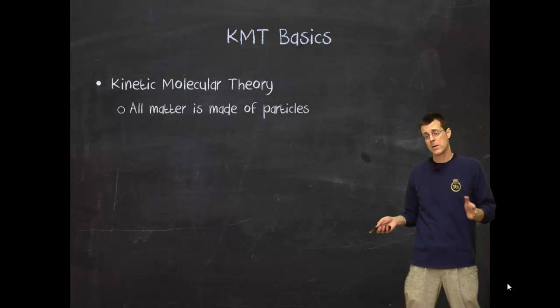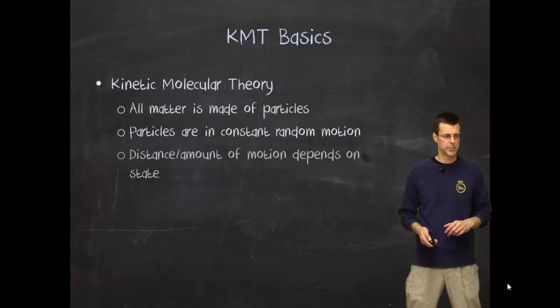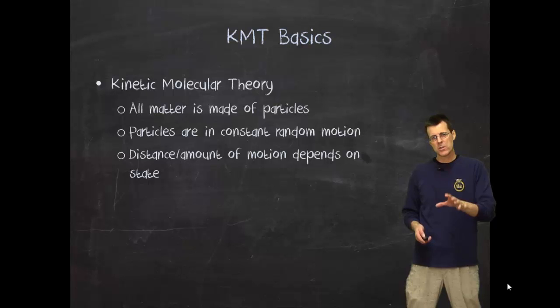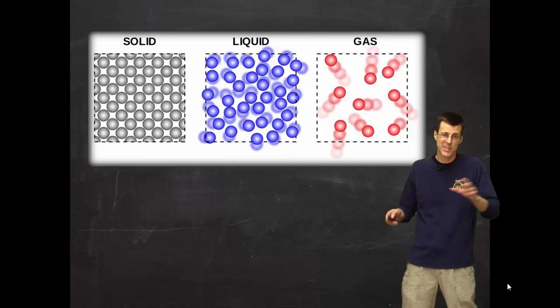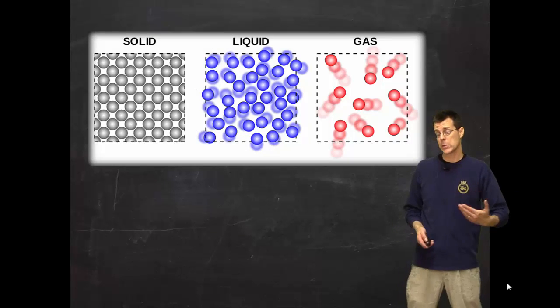So number one is that all matter is made of particles. Hey, that sounds really familiar. Awesome. We know those particles are in constant random motion. Heard that before too. The amount of motion, so the distance that each particle can travel, is going to depend a little bit on the state. So let me show you some diagrams of particles in different states. We've got solids, liquids, and gases.